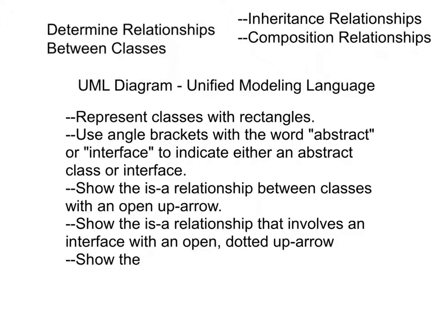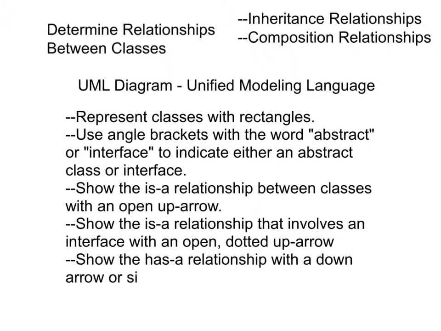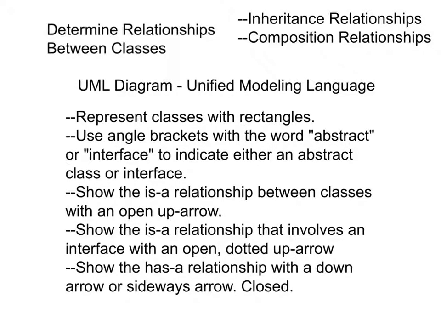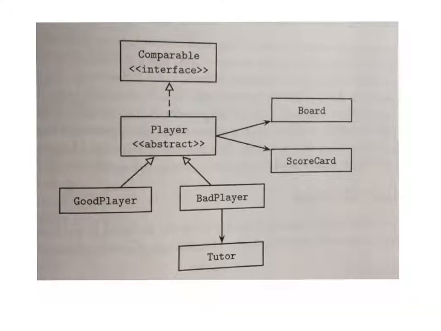And then the final one is show a has a relationship with a down arrow or sideways arrow. And that has a solid black line and it's closed. It's a closed arrow. So I'm going to show you this model here on the next slide. Here's the example right out of the AP book.